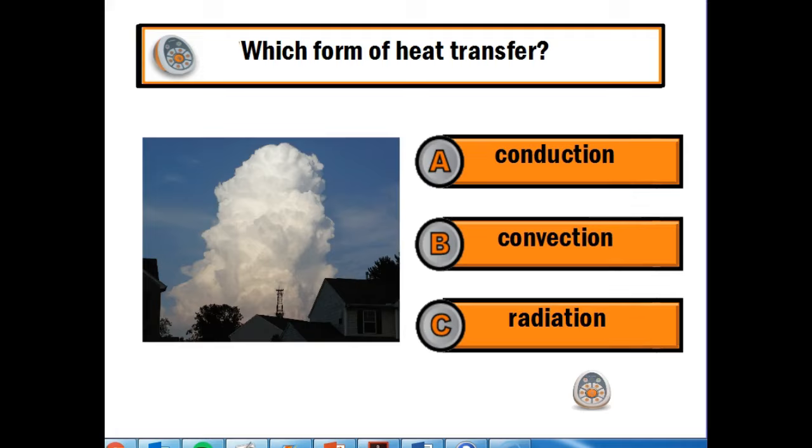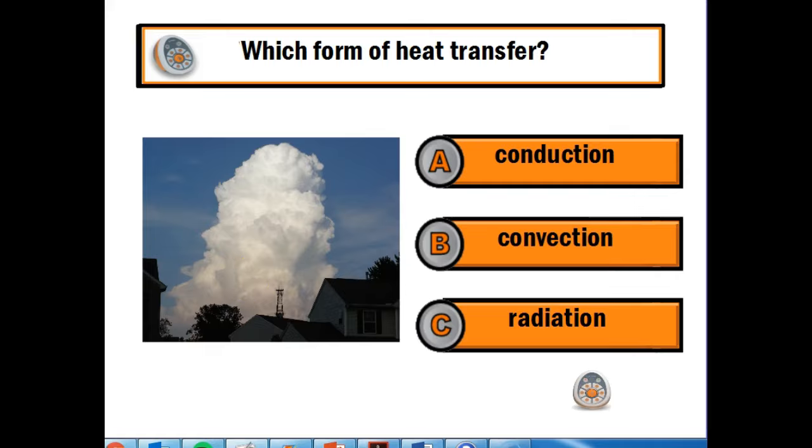Look at this cloud. Notice how it's going straight up. What caused this cloud to form? Was it conduction, convection, or radiation? Yes, this is one of those clouds that are nicknamed thunderheads. Notice how it's billowing straight up. Remember, we've got warm air in the area with water vapor in it.